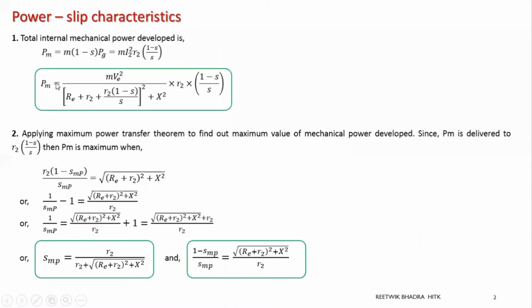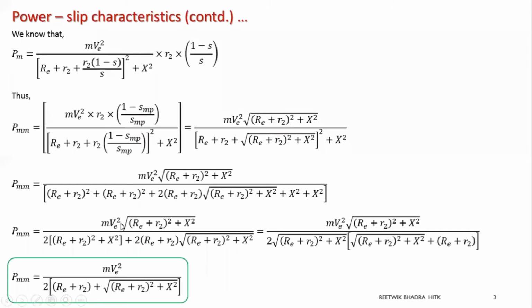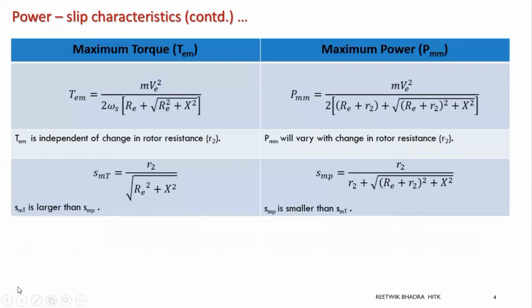This is our main formula of your PM. This is our SMP, the slip at which maximum mechanical power occurs. Then this is our maximum value of mechanical power. This you can compare with your torque also, how it is related to torque. So that is what I have done in the next slide.